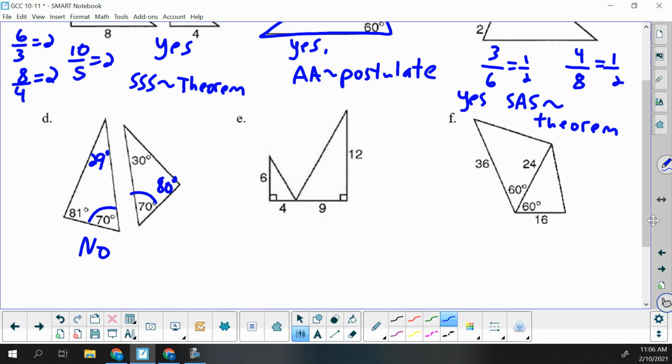We've got a set of congruent angles. So it looks like the one we want to attempt here is side angle side similarity theorem. So let's do the 6 divided by the 12. That gives us a half. But then 4 divided by 9, that doesn't reduce at all. That's not a half. So therefore, that set of sides is not proportional. So therefore, this one's a no.